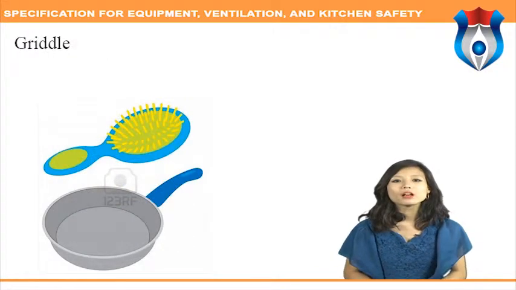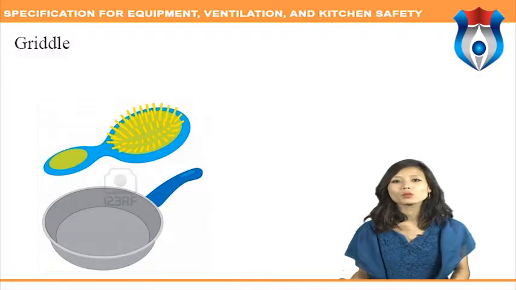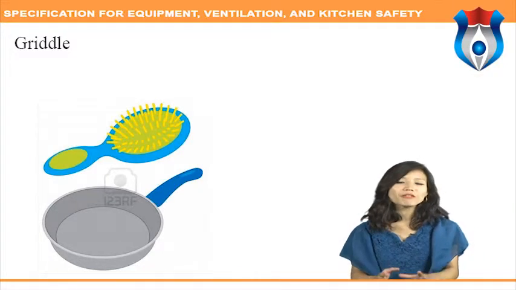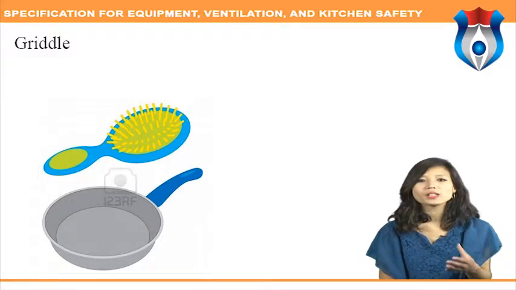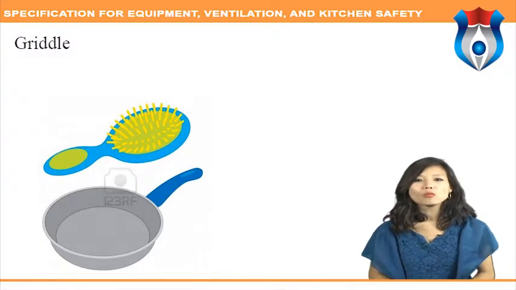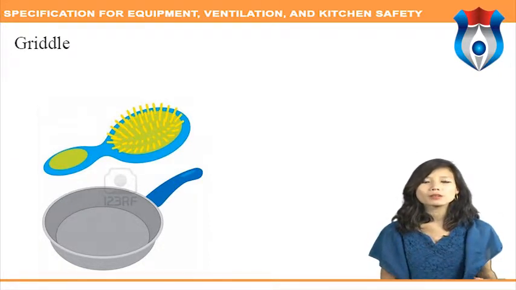Griddle. Griddles are flat-top pieces of equipment heated from beneath, as compared to grills, which have heating sources both above and beneath. Griddles are used for high production food service and fast food operations. Grills are more of a specialty piece of equipment. Both gas-fired and electric models are suitable for most purposes.